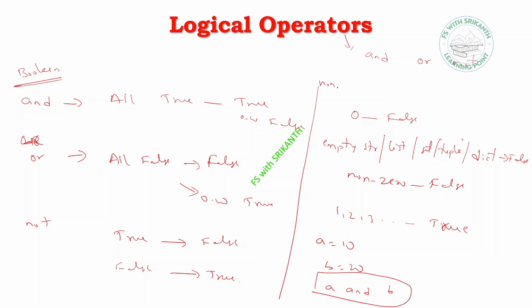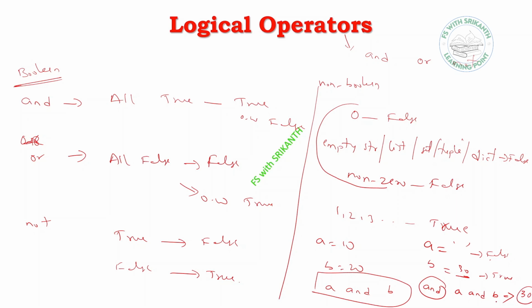In the non-Boolean case, first you notice all this, then you consider A value is an empty string and B value is some value, then and. What is the meaning of and? All expressions should be true. But A is false here, and B is 30, in the sense it is true. False and true, one is false, one is true. So the output of A and B will be 30 as a result. If both are false, we get false here.